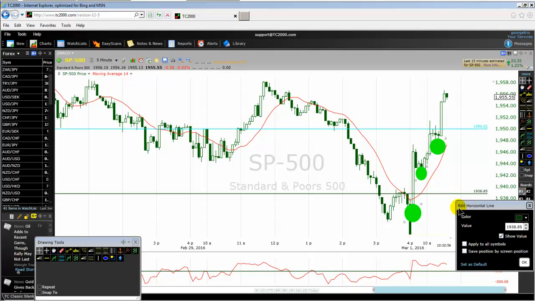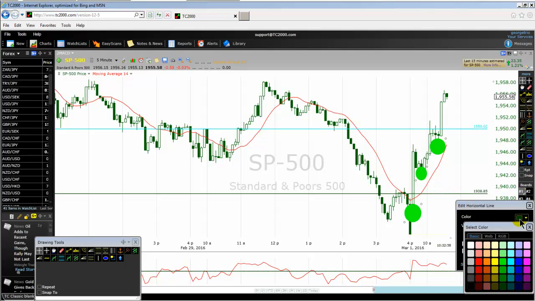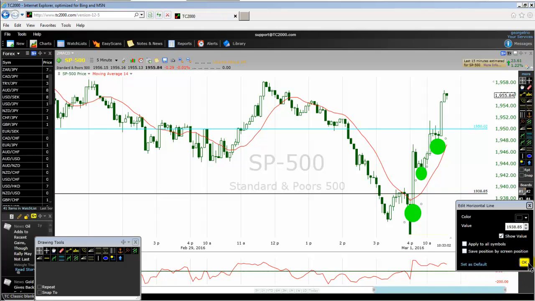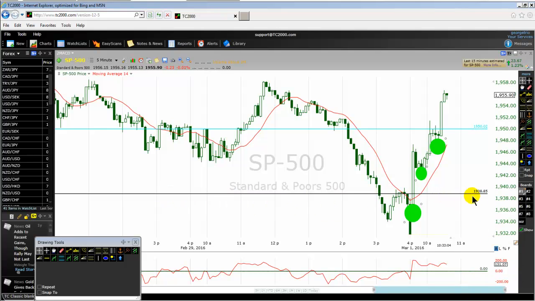Okay, I'm running out of colors now. Let's use a black line here. This is my stop loss here at 1938. Here it is. So 12 pips for my stop loss. And I'm expecting also 12 pips minimum out of this trade. It's okay for day trading, okay?